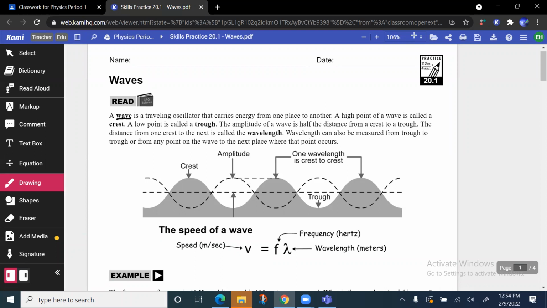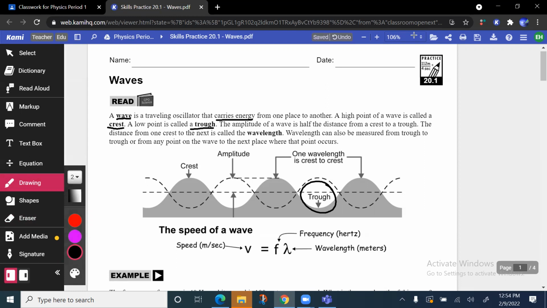A wave is something that carries or transfers energy from one point to another point. The high point of the wave is called the crest. You can see that in the picture below. The low point in the wave is called the trough. You can see that in the picture below down here. So in this picture alone, there are 3 crests and 1, 2, 3, 4 troughs.